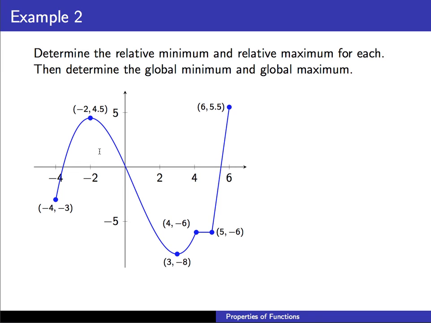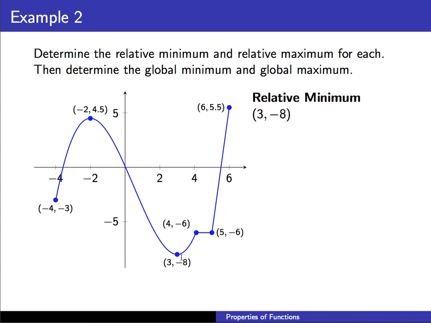We have our graph here. Determine the relative minimum and relative maximum, and then determine the global minimum and the global maximum. So here we have our graph, and we'll start with our relative minimum, which is going to be the lowest point in some open interval, which we'll typically see as the bottom of a valley. Here we have a bottom of a valley at the point (3, -8). So our relative minimum for this function is (3, -8).